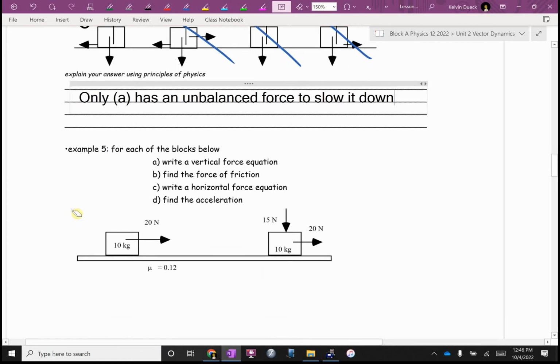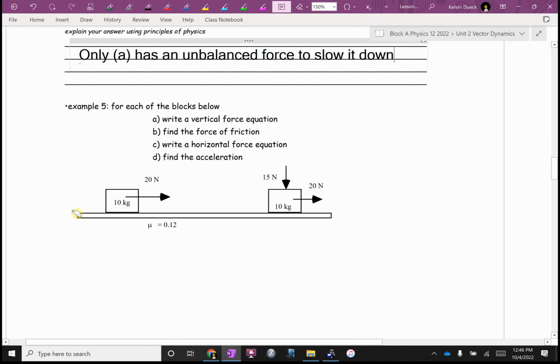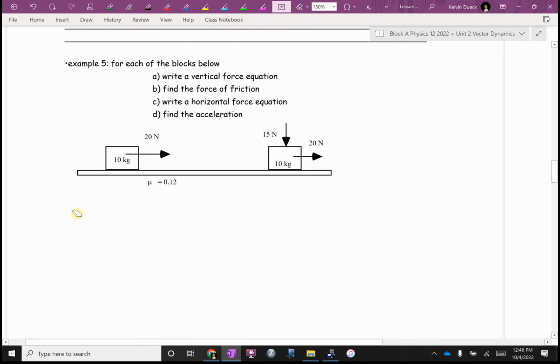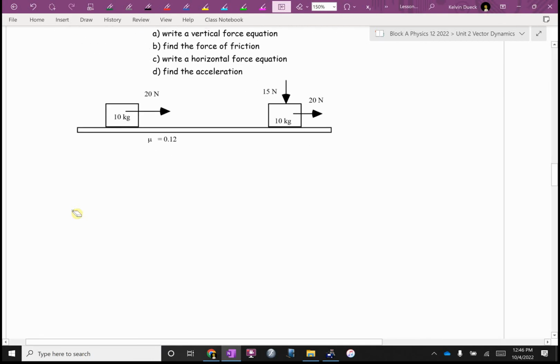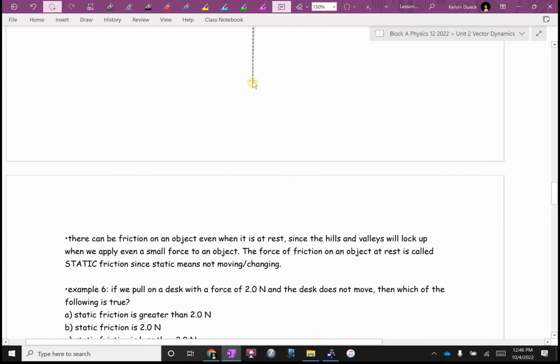Okay. Example 5 says, for each of the blocks below, write a vertical force equation, find the force of friction, write a horizontal force equation, find the acceleration. You know what? I'm going to do these simultaneously. I'm just going to draw a line down the middle of the page.